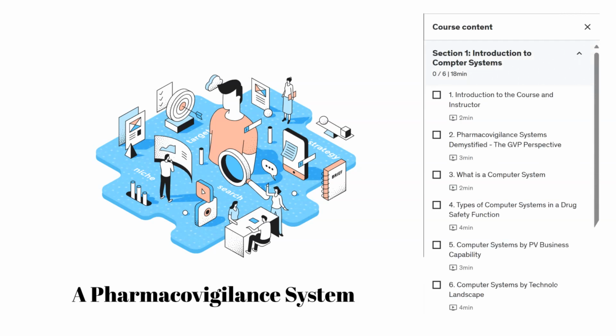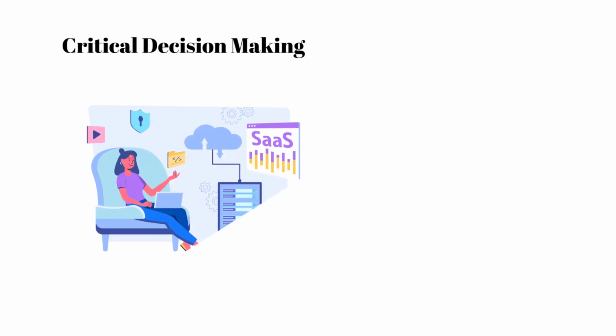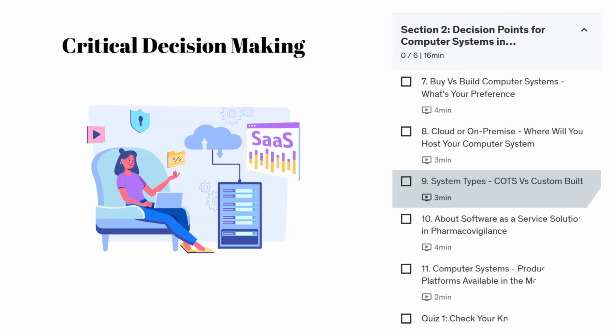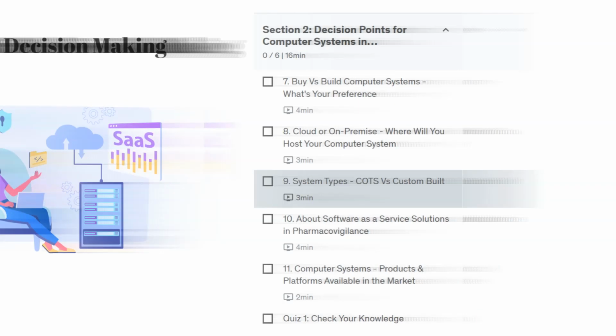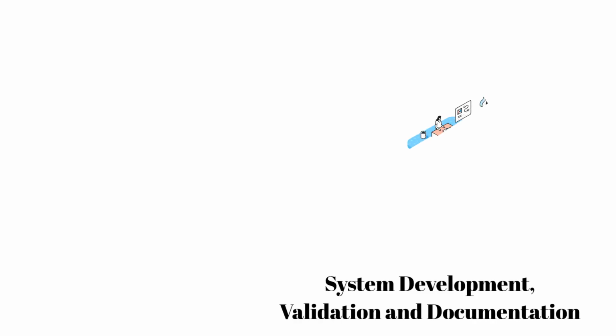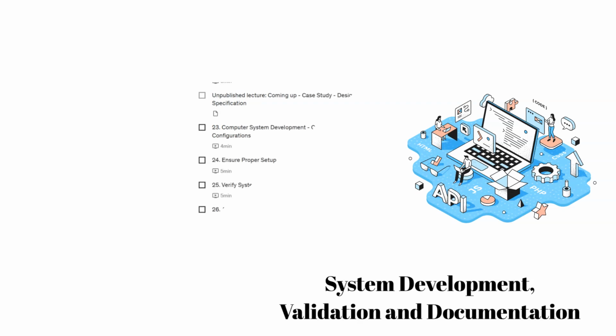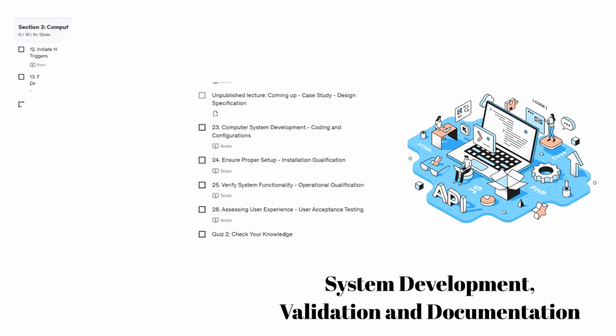The next section will guide you through a few critical decision-making process. You will get to know when to build and when to buy a system, to deploy on-premise or on cloud, and similar concepts. The heart of the entire tutorial, that is the system development, documentation and validation process, will be the key in this section.